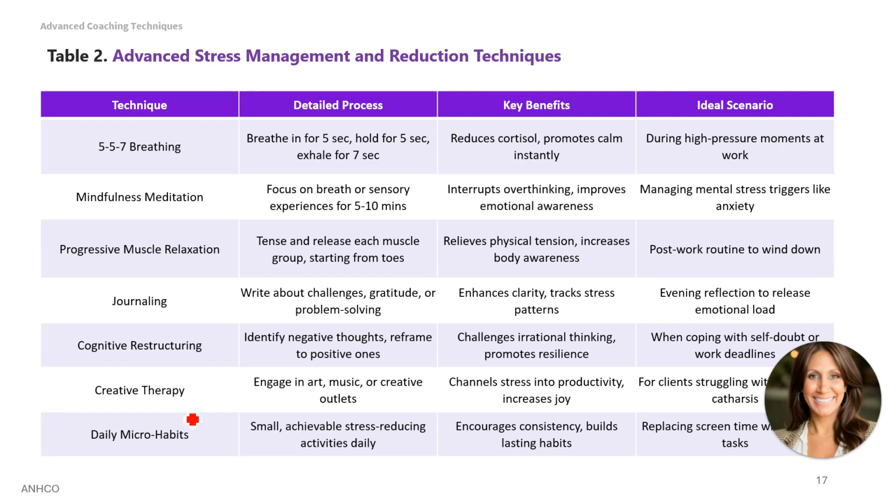Table 2, advanced stress management and reduction techniques. Here you will see the technique, the detailed process, the key benefit, and the ideal scenario. Let's walk through one example. Mindfulness meditation. The detailed process: focus on breath or sensory experiences for 5 to 10 minutes. Key benefits: this interrupts overthinking and improves emotional awareness. And the ideal scenario: managing mental stress triggers like anxiety.